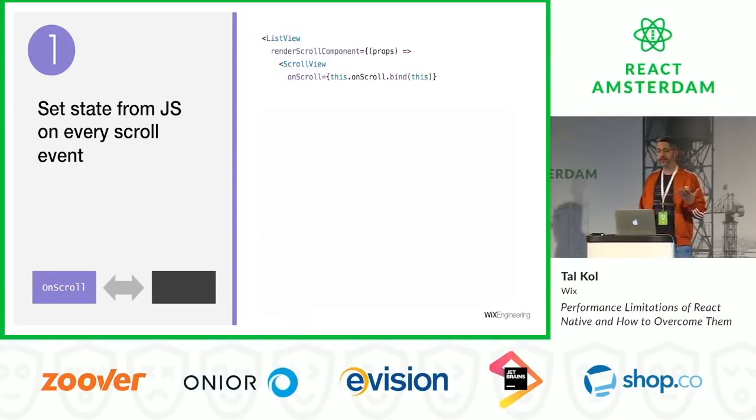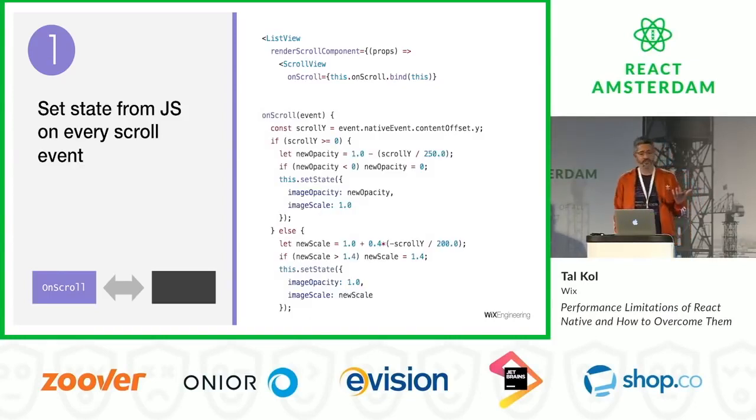First of all, we have the list view, and I wanted to show you that the list view actually holds a scroll view. You can supply the scroll view yourself to the list view with a prop called render scroll component. So here I'm doing just that, and on this scroll view that I'm supplying, I'm hooking up the onScroll event. Very simple. And the implementation for this event would just implement our effect.